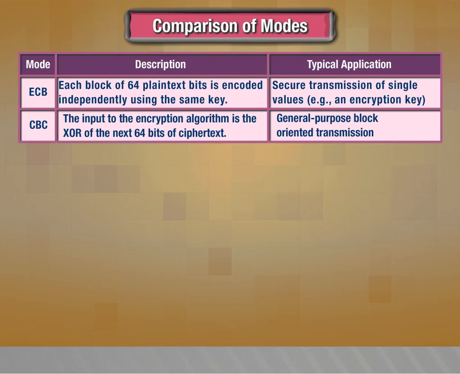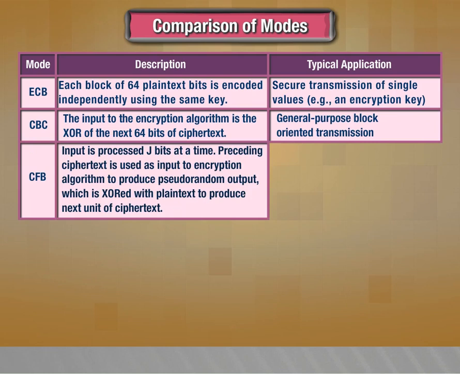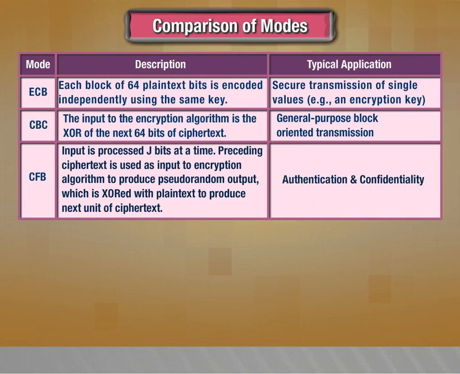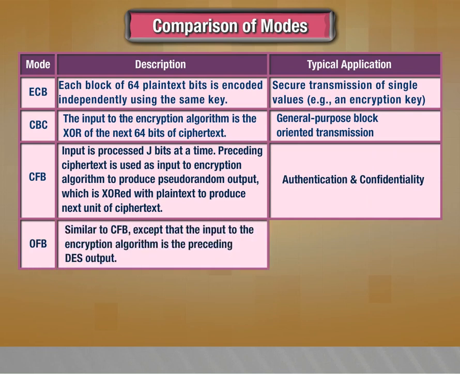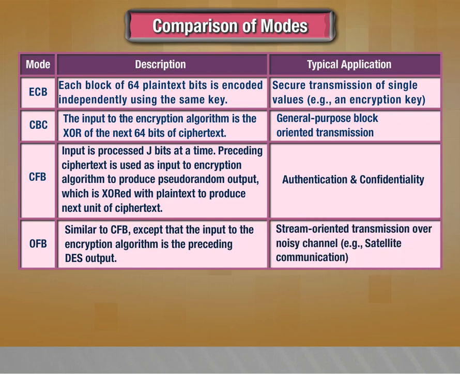General purpose block-oriented transmission. CFB. Input is processed s bits at a time. Preceding ciphertext is used as input to the encryption algorithm to produce pseudo-random output, which is XORed with plaintext to produce the next unit of ciphertext. Authentication and confidentiality. OFB. Similar to CFB, except that the input to the encryption algorithm is the preceding DES output. Stream-oriented transmission over noisy channel, for example, satellite communication.